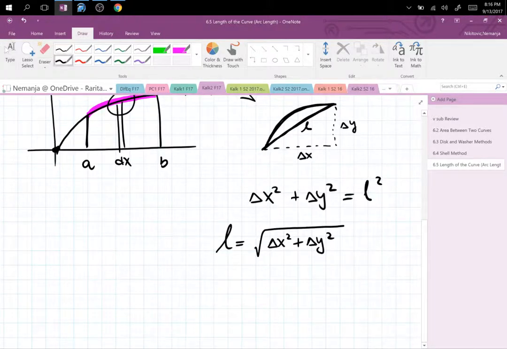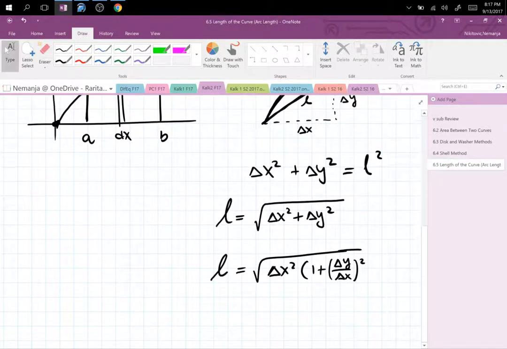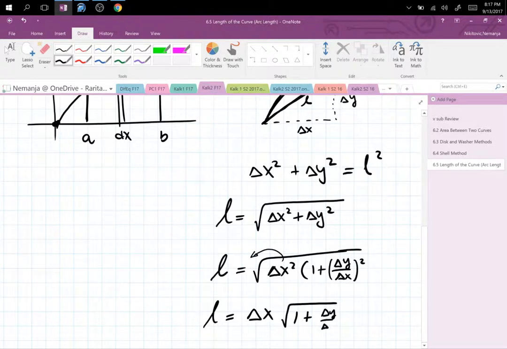And the little trick that we can do is we can factor out dx squared. When you factor out dx squared, you are left with 1 plus dy over dx squared. And then this dx can escape the root, and we have delta x times the square root of 1 plus delta y over delta x squared.